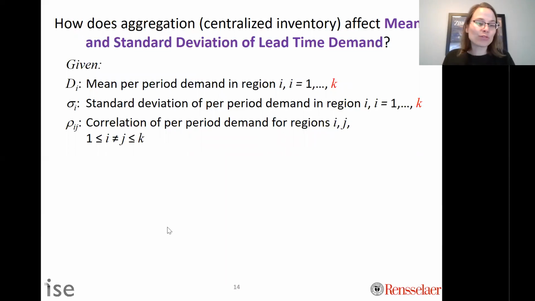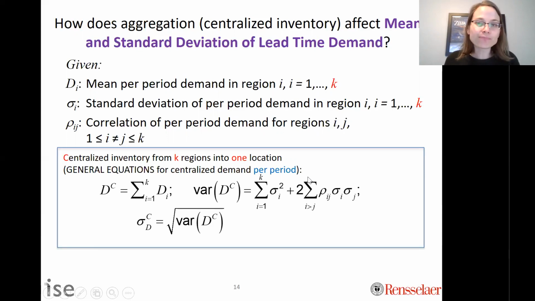So in our case, we've assumed they're independent. That means the correlation, or rho, is 0. However, that isn't always the case. And so if your regional demand is correlated, you need to know what the value is for that correlation between each of the regions. So once you have that, we can use this equation to calculate the centralized demand per period.